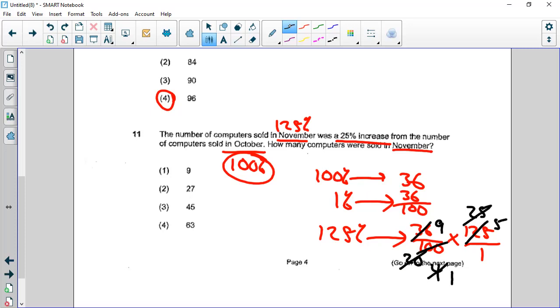Once the denominator is 1 already, can you see that? Then you can stop cancelling. You can now multiply the numerators, which is 9 times 5 is 45. 1 times 1 is 1. So how many computers were sold in November? 45 computers. If you don't know how to jump, then you find 1%, and after that you can get the answer also.